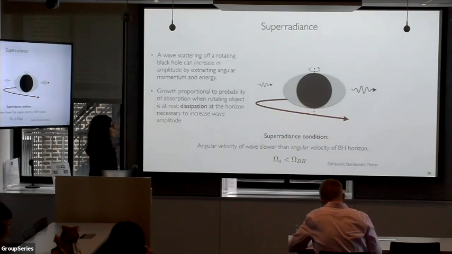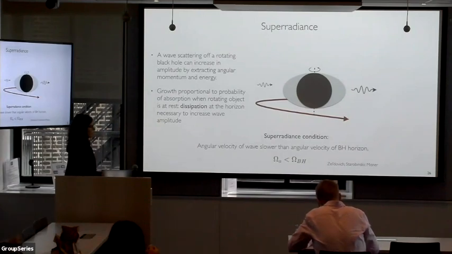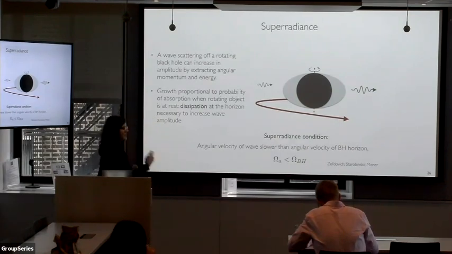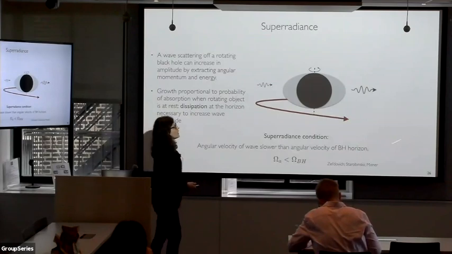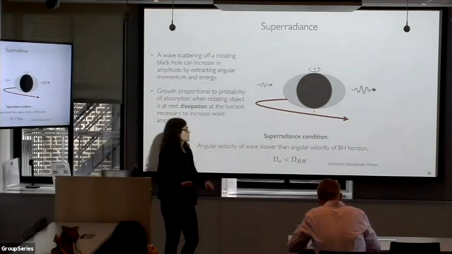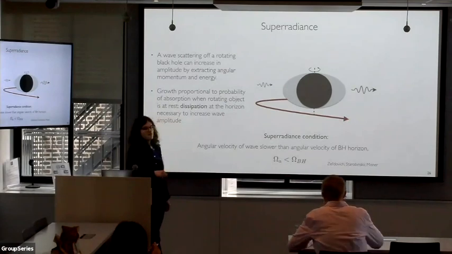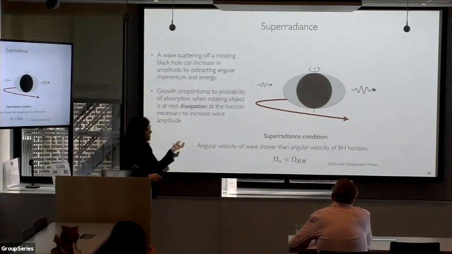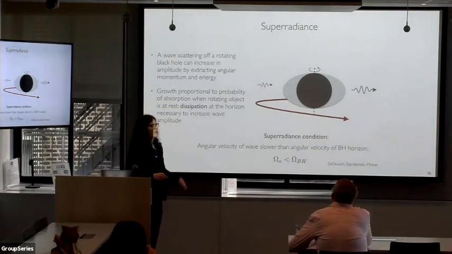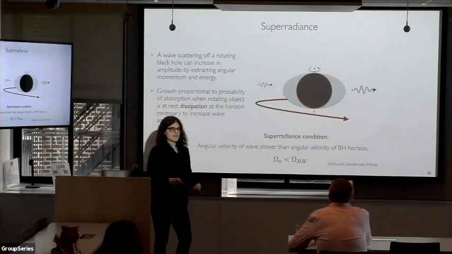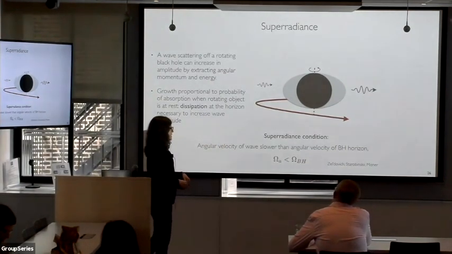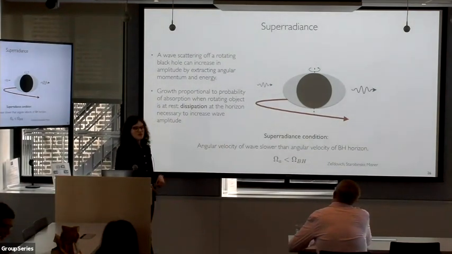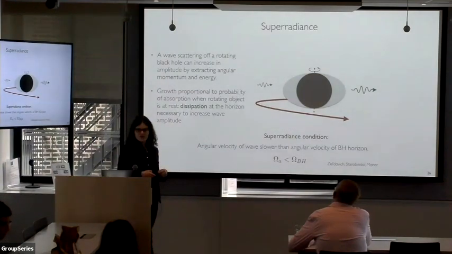The same thing can happen for waves. So this was realized by Zeldovich and others in the early 70s, that if you have an incoming wave that scatters off of a rotating black hole, it can come out with a larger amplitude than the one with which it came in if the angular velocity of the black hole is large compared to the angular velocity of the wave. And again, it can extract this energy by slowing down the black hole through the dissipation of the wave at the black hole horizon. And this happens when the superradiance condition is satisfied, the black hole is spinning fast enough compared to the incoming wave velocity.